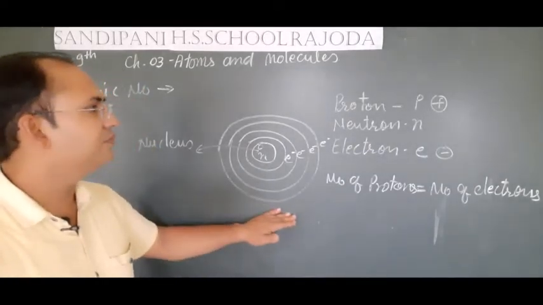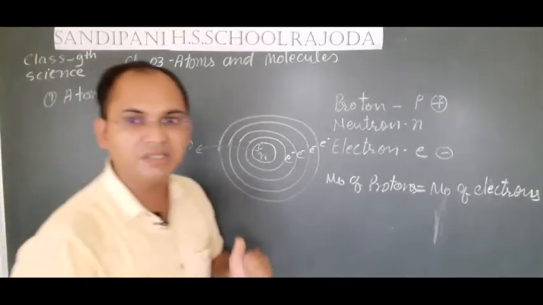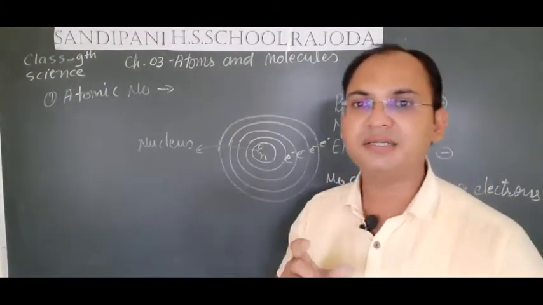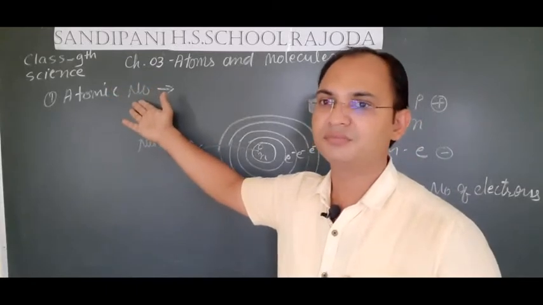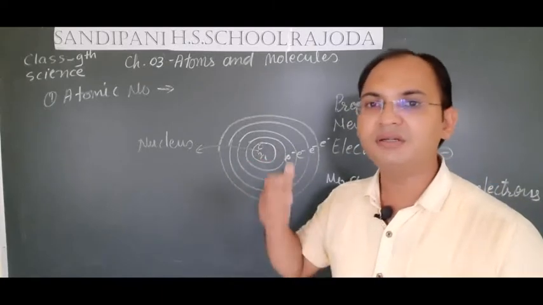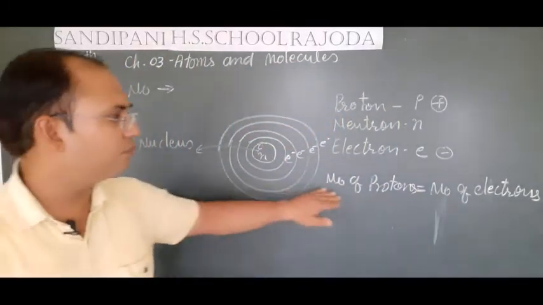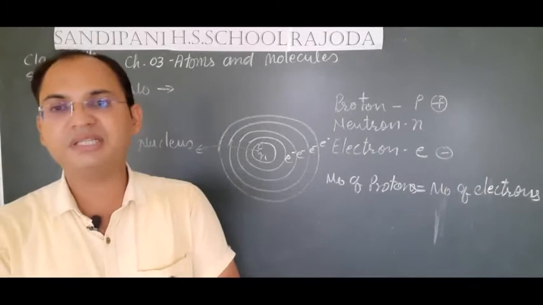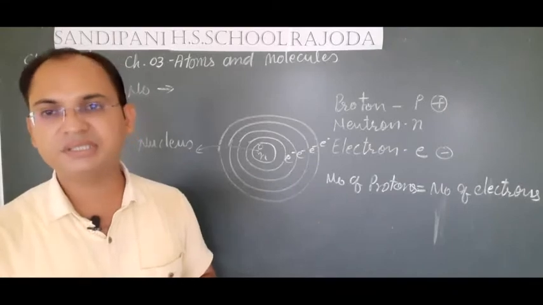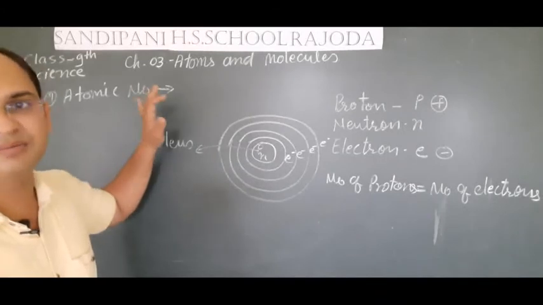Now if we see the atomic number, the meaning of the atomic number is that the total number of protons present inside the nucleus of an atom is known as atomic number. In terms of atomic number, only the number of protons is considered and not the number of neutrons. And in a neutral atom, the number of protons is equal to the number of electrons. So we can say that the number of electrons is also the atomic number, but in the definition we always consider that the number of protons is known as atomic number.